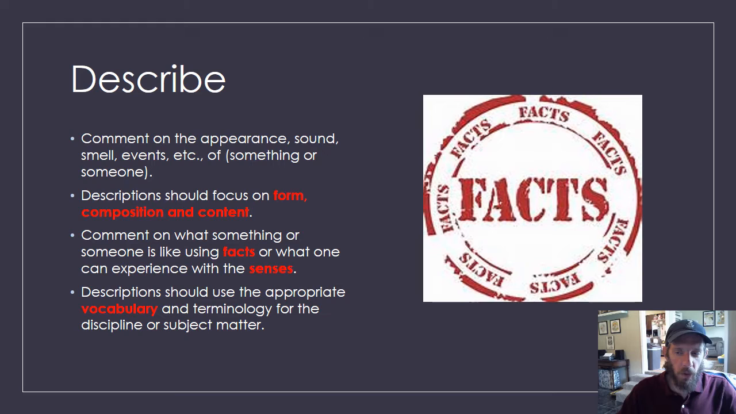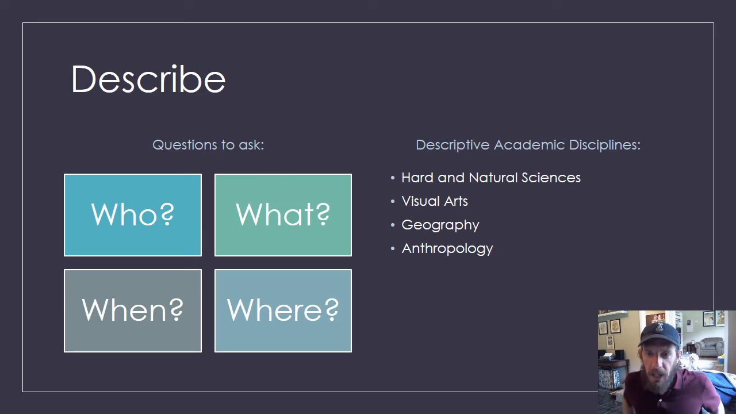What happens when we get beyond that, then, is interpretation. Some of the questions we can ask when we're describing are your basic who, what, when, and where. We'll notice that there are academic disciplines, and when you think of a discipline, think of a course you would take, or even a path of study. A discipline is a particular way of investigating the world.